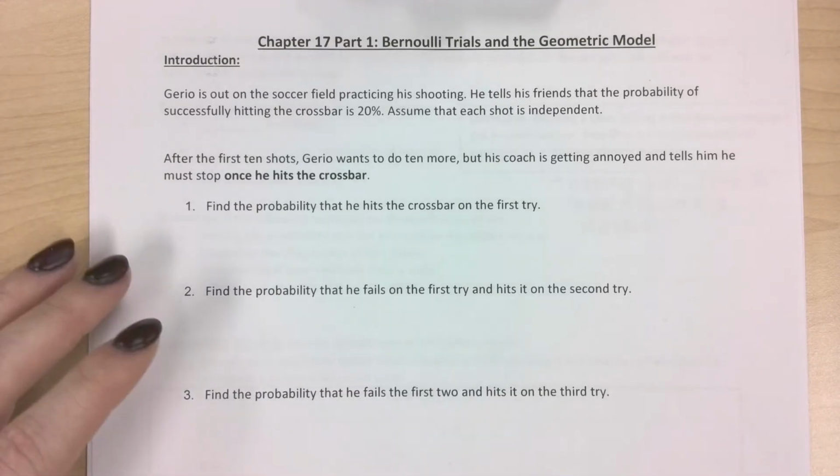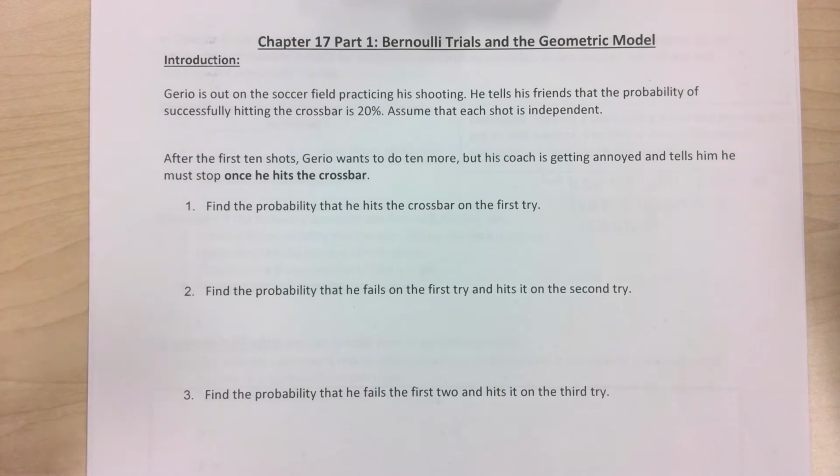Chapter 17, Part 1, we are going to talk about Bernoulli trials and the geometric model. Before we get into these two new ideas, I want to start with an introduction question. So, Jerrio is out on the soccer field practicing his shooting. He tells his friends that the probability of successfully hitting the crossbar is 20%. Assume that each shot is independent.